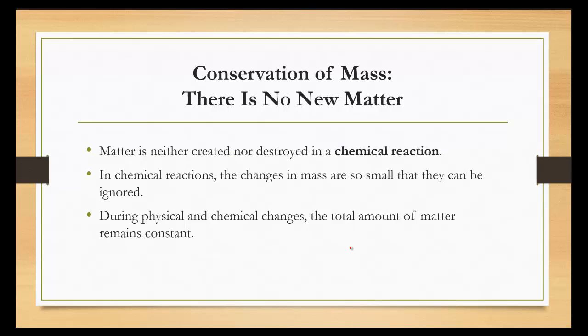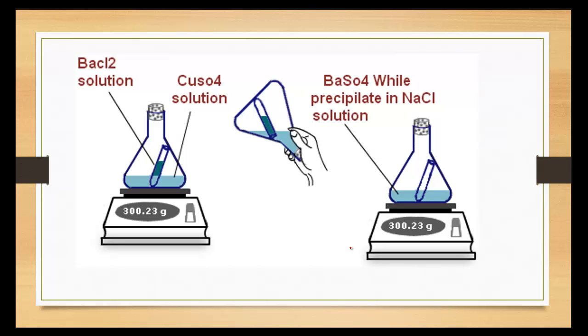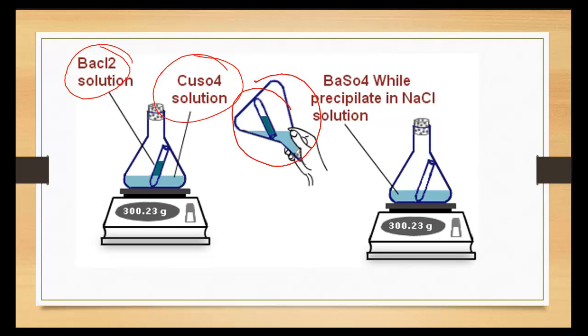In this process, matter is neither created nor destroyed. In chemical reactions, the changes in mass are so small that they can be ignored. During physical and chemical changes, the total amount of matter remains constant. For instance, if we mix barium chloride with copper sulfate, notice here we tip the flask upside down and the chemicals are allowed to mix together. Even though a chemical reaction has occurred and precipitate is formed, the actual mass before and after remains the same.